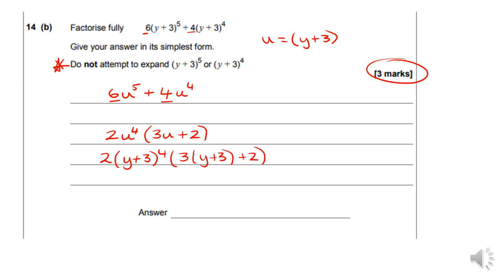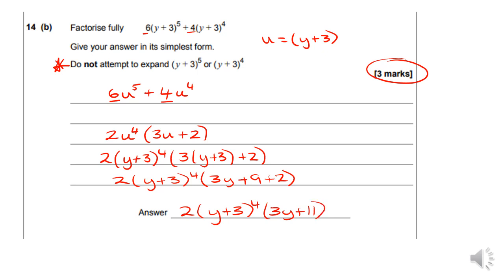plus 2. And I should really expand and simplify that second bracket as well. So we'd have 2 (y plus 3) to the power of 4, multiplied by (3y plus 9 plus 2), which can be simplified one more step: 2(y plus 3)⁴(3y plus 11). At this point, we should double check that I can't factorise the second bracket, but I can't because there's no common factor of 3 or 11, so I'm pretty happy with that one.